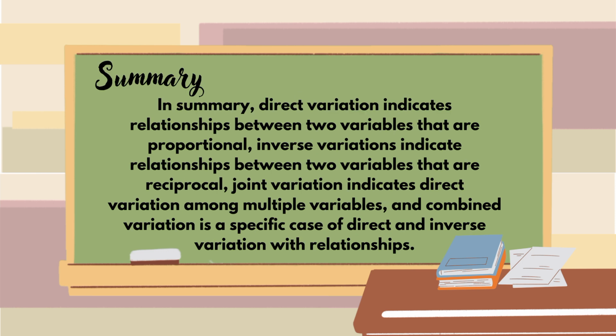In summary, direct variation indicates a relationship between two variables that are proportional. Inverse variation indicates a relationship between two variables that are reciprocal. Joint variation indicates direct variation among multiple variables, and combined variation is a specific case of direct and inverse variation together. And that's it. We've tackled direct, inverse, joint, and combined variation.